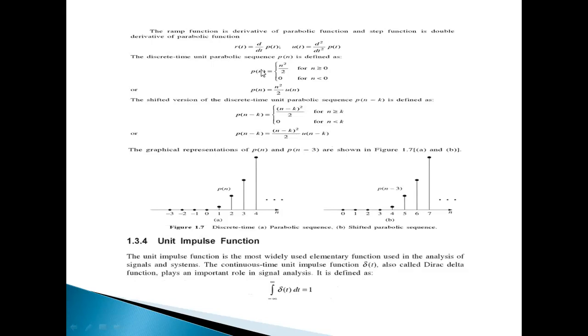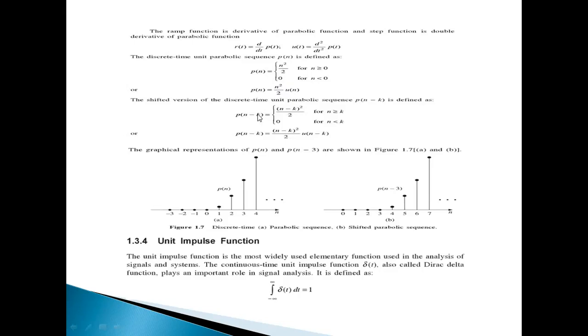And the discrete function, with the change of variable to n, p of n is equal to n square by 2 for n greater than or equal to 0, and 0 for n less than 0. That is, p of n is equal to n square by 2 mu of n. The shifted version of the discrete time unit parabolic sequence is p of n minus k.